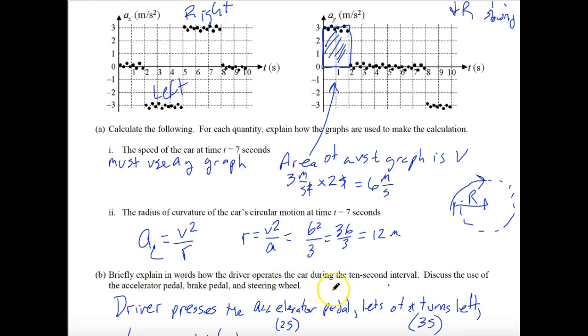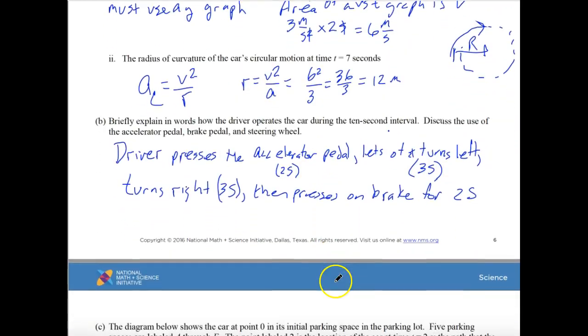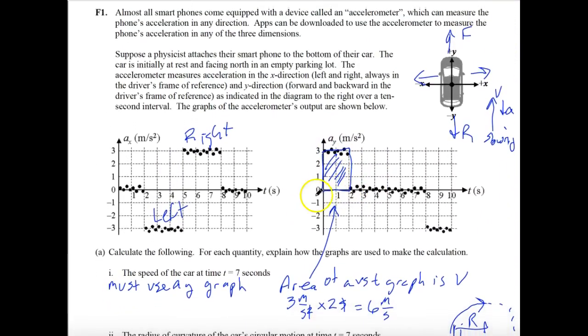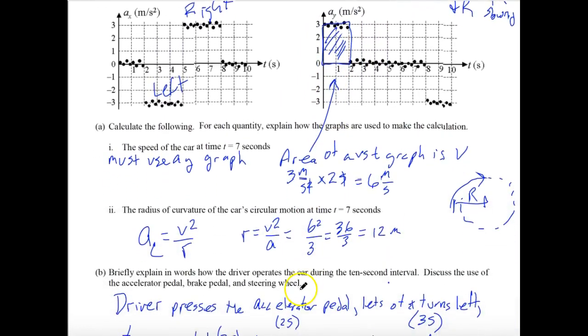Next thing they need you to do is talk about, in words, how the driver operates the car during this 10-second interval. Discuss the use of the accelerator pedal, the brake pedal, and the steering wheel. So here the driver really is just pressing on the accelerator pedal for 2 seconds. If we go back up to the graph, you can see it. For 2 seconds, pressing on the accelerator pedal.